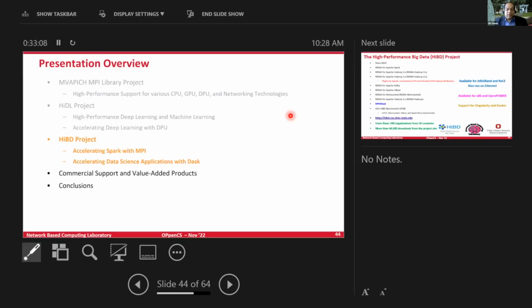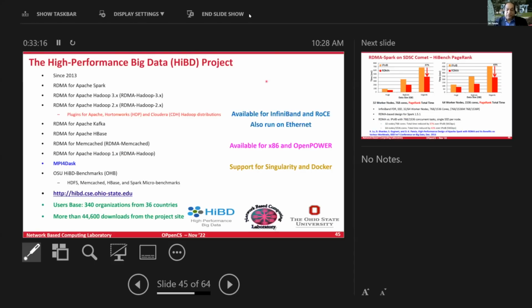Now that is the HiDL. Then the question is on the HiBD. This is a project on big data, on how we can leverage MPI-level solutions for big data. Some of you might be familiar with this HiBD project. This has been running since 2013. So this is Hadoop, Spark, Kafka, HBase, Memcached, all those things. We did native designs over InfiniBand. Okay, and a lot of these stacks are still very widely used by 340 organizations. We have more than 44,000 downloads.